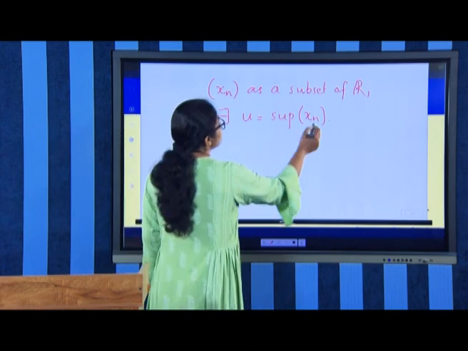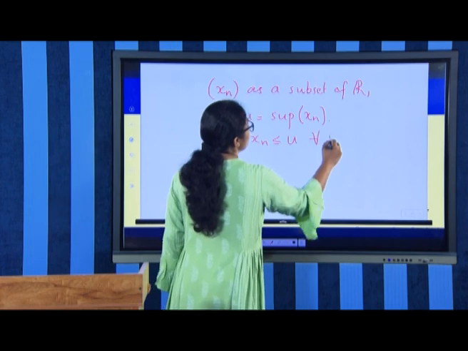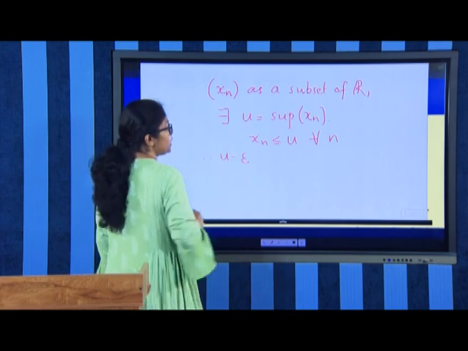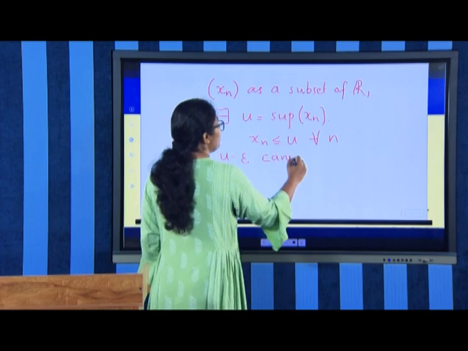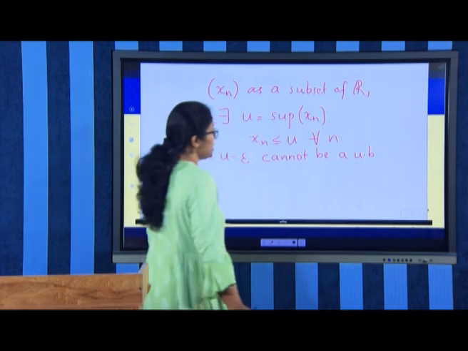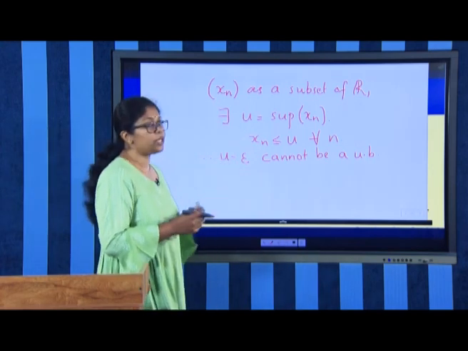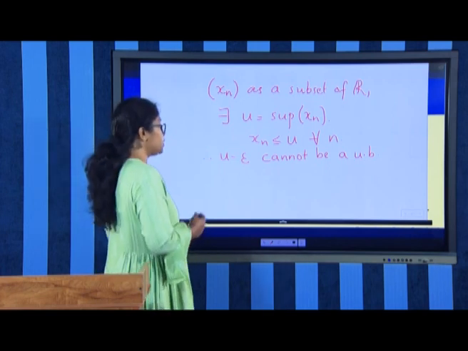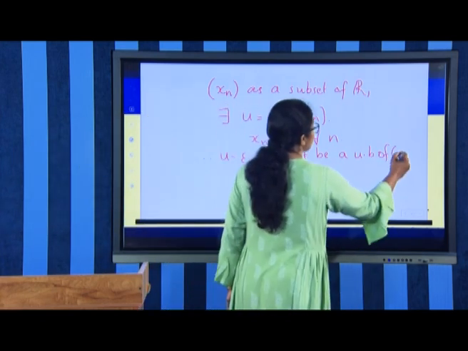So, what does this mean? Every xn is less than or equal to U, and hence U minus epsilon cannot be an upper bound. Why? Because U minus epsilon is less than U, and by our assumption U is the supremum of S, which means it is the least upper bound. So, U minus epsilon cannot be an upper bound of the sequence xn.